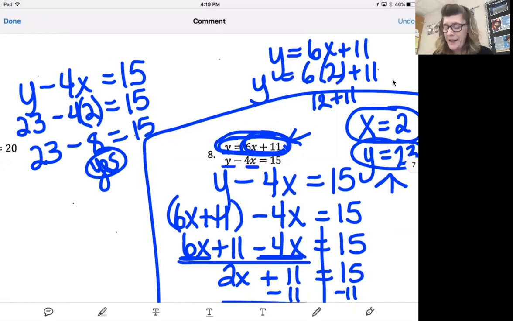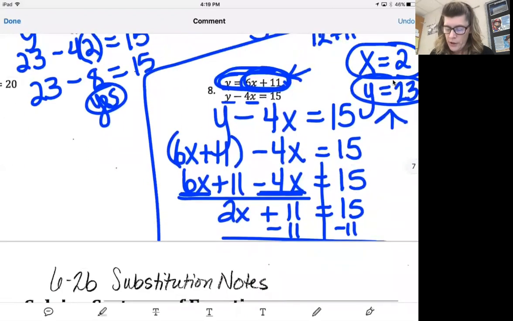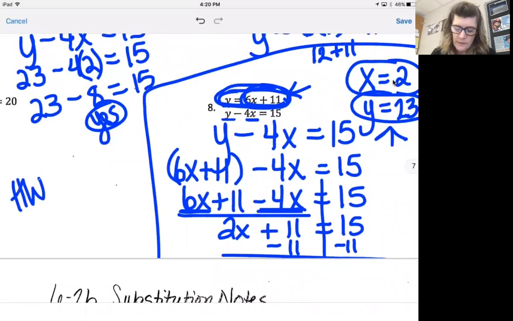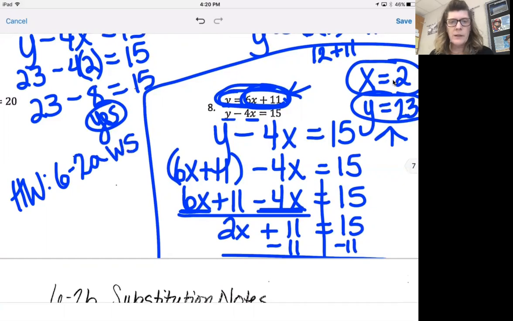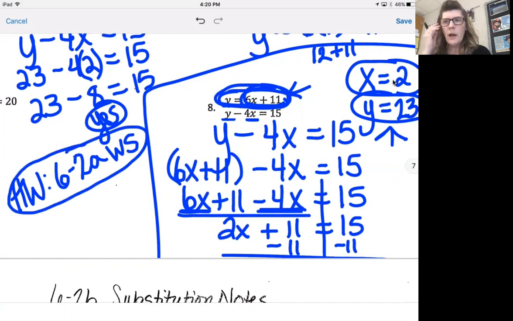Okay, so today for your homework, you are going to do the 6-2A worksheet that's posted in Schoology. That's going to be your homework. And there is a coloring part to it that you can do, but you don't have to do it. So if you complete the problems, I'm not sure how many there are. Hold on a second. Got it right here. There's 15 problems that I want you to try to work out.